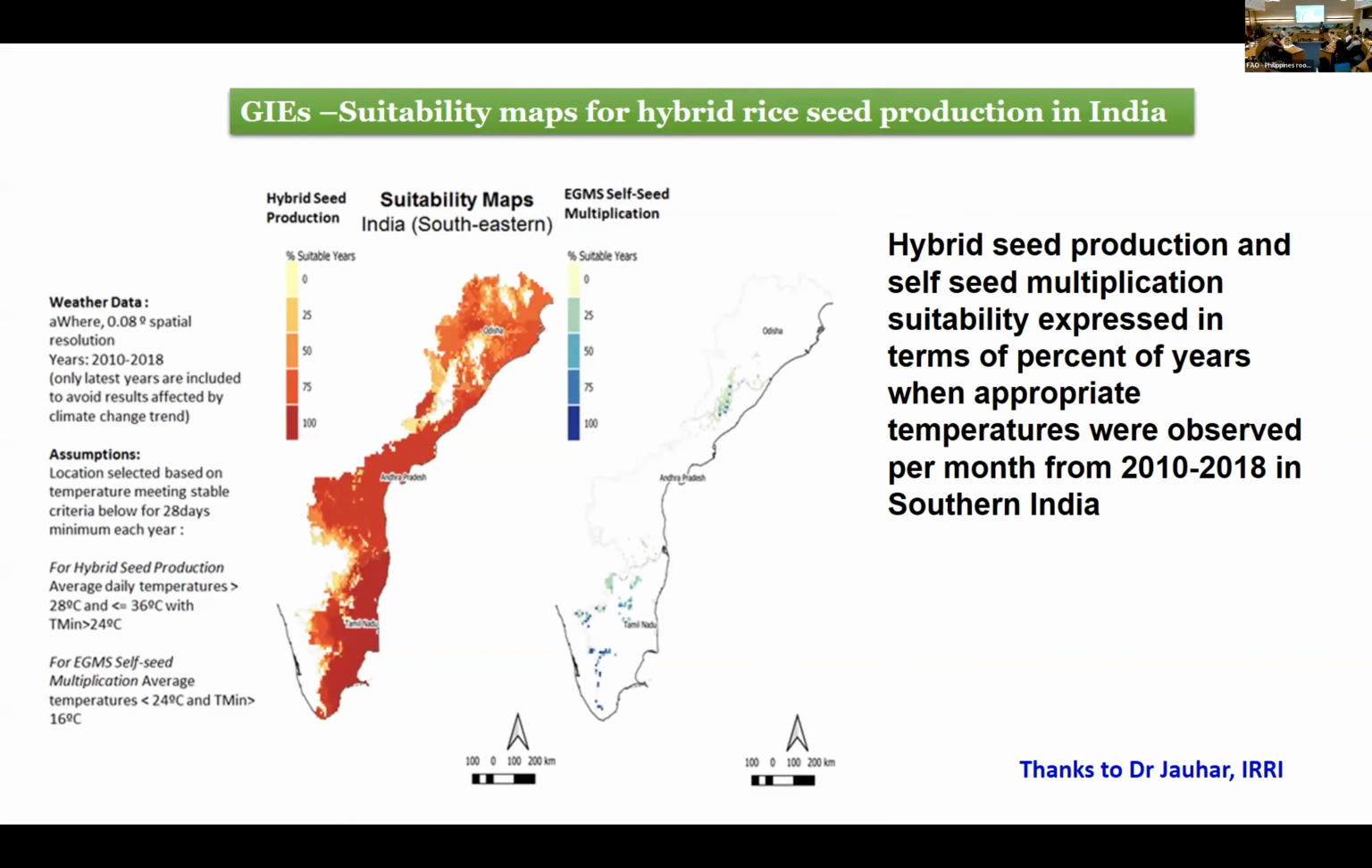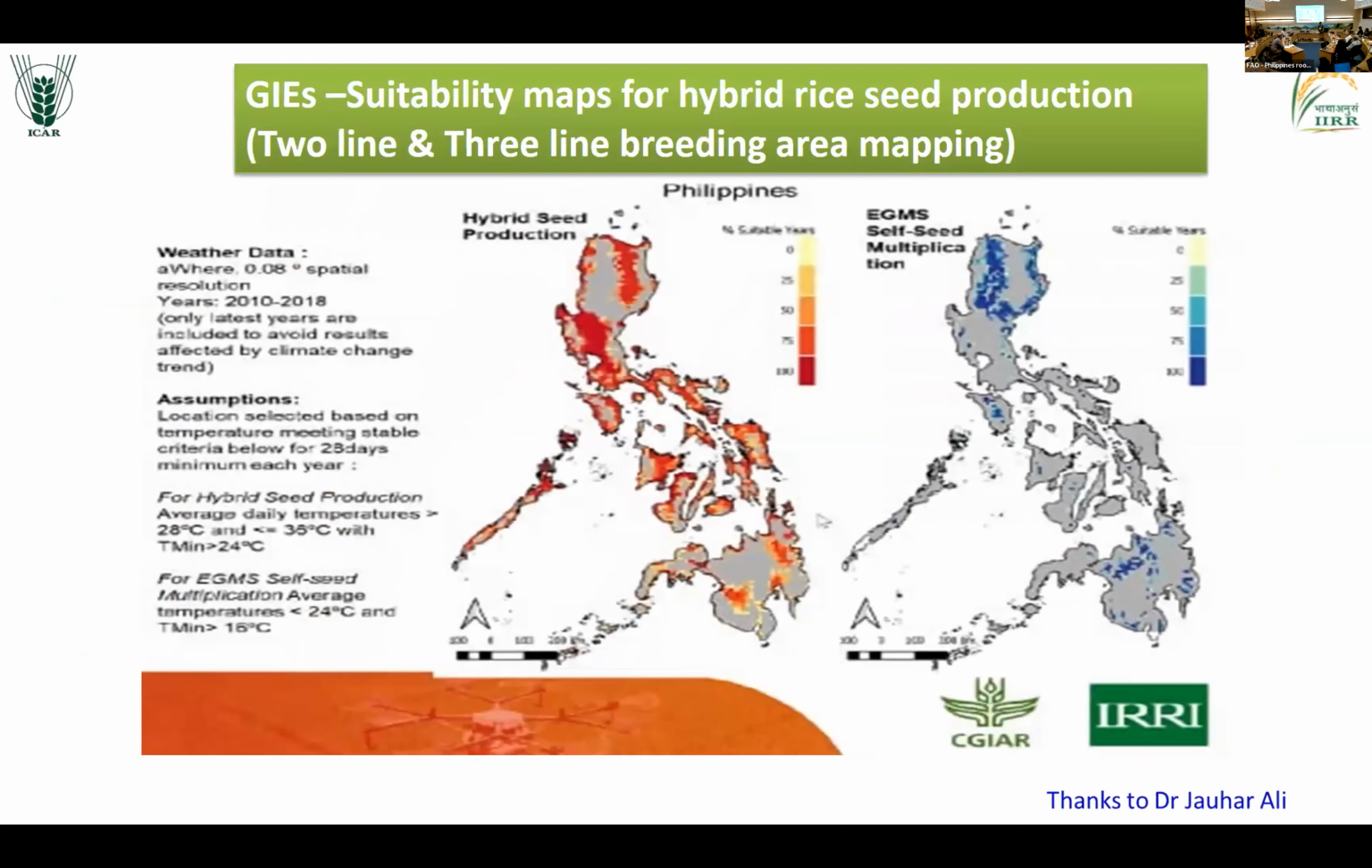So this is a study conducted by IRRI. They have mapped hybrid seed production areas in India using 8 years of historical weather data, but it is a very small study. It is not extensive, and they haven't used any satellite imagery data. I think we have scope, we can do it.